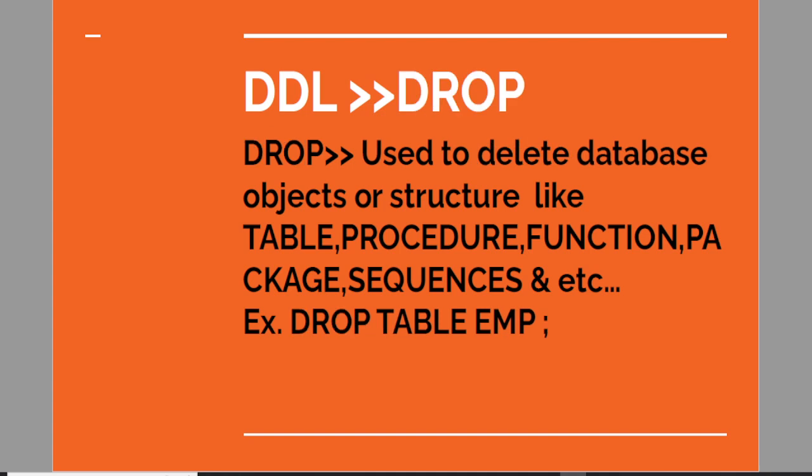Let's move to the next slide. The next DDL command is drop. We did create, we did alter, now we are dropping the object. It is used to delete a database object or structure like a table, procedure, function, package, or sequence. The syntax is drop, the object type, and the object name. If it is a procedure, drop procedure, procedure name. If it is a package, drop package, package name. For a sequence, drop sequence, sequence name.